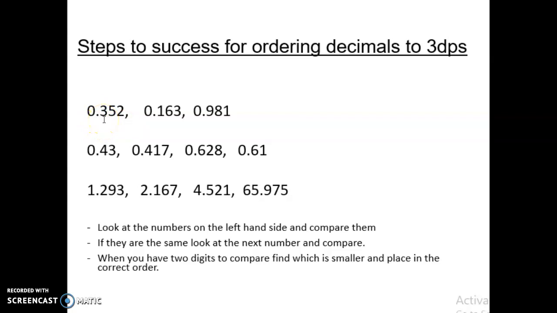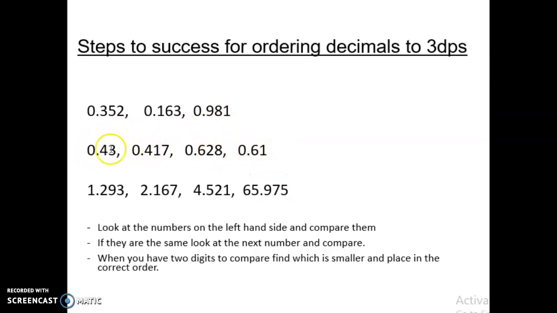In the tenths column, we've got a 3, a 1, and a 9. Now all 3 of those numbers are different, so we can now order these decimals. It does not matter what's in the hundredths or thousandths column. You start at the left and work over until you come to a place value where you have different digits. In ascending order, starting with the smallest and going up, our 1/10 is the smallest, then our 3/10, and then our 9/10. So 0.163 comes first, then 0.352, and then 0.981.